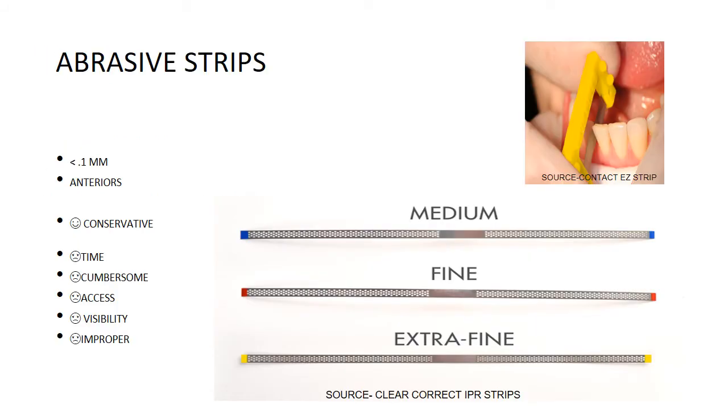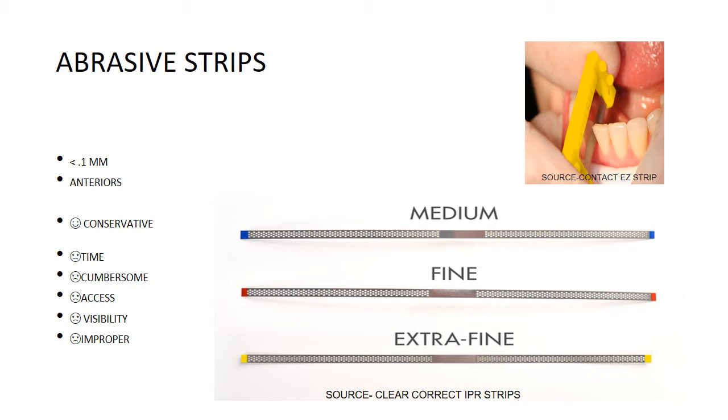So say there's a minimum amount of IPR required. In that case, abrasive strips can be used to perform IPR. They are available in different grades: fine, medium, extra fine. What we can see is a manual type of IPR in the picture. This is particularly done where a lesser amount of IPR reduction is required, particularly in the anteriors. The movement of the abrasive strip is usually a sawing-like motion. With the help of the sawing-like motion, IPR is performed, and it's done from occlusal to the gingival direction.